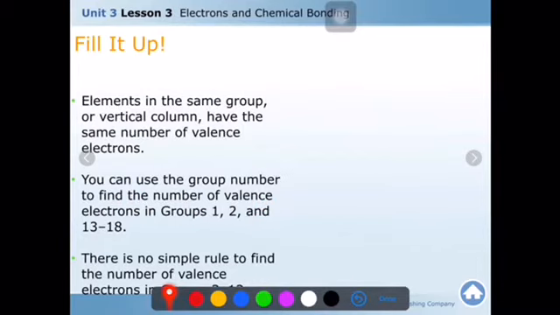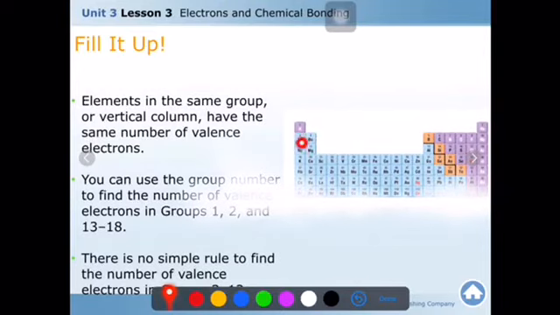How is that? Look at here, for example. There are elements on the periodic table. The first group has 1 valence electron. The second group has 2 valence electrons. For all elements it is the same. For group 13, it has 3 valence electrons. Group 14 has 4, 15 has 5, 16 has 6, 17 has 7, and 18 has 8 valence electrons.